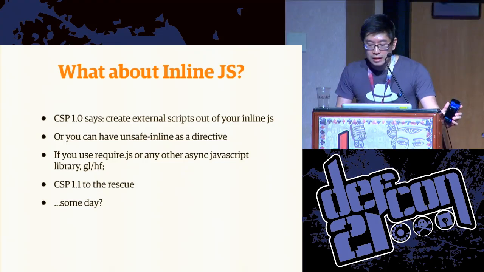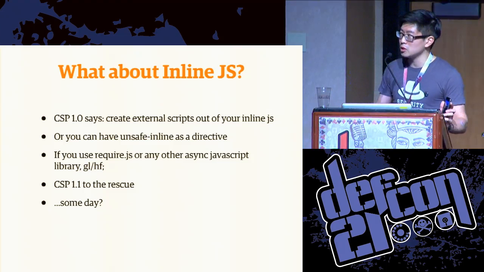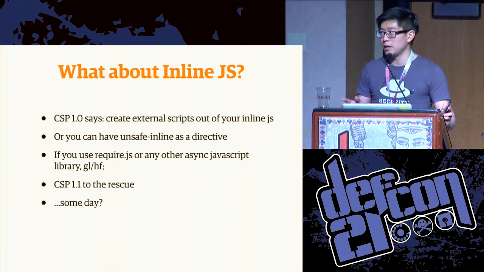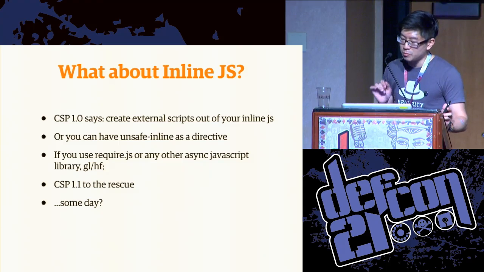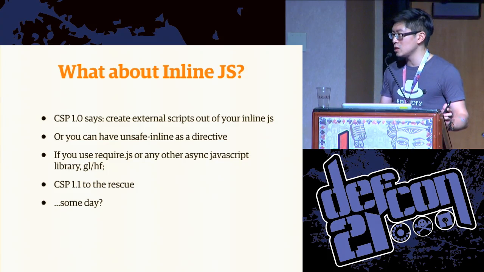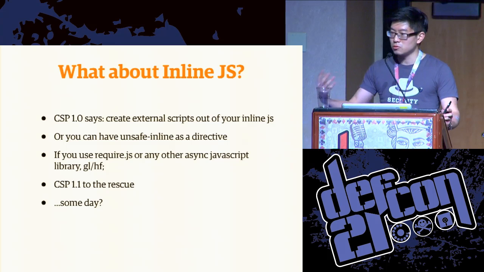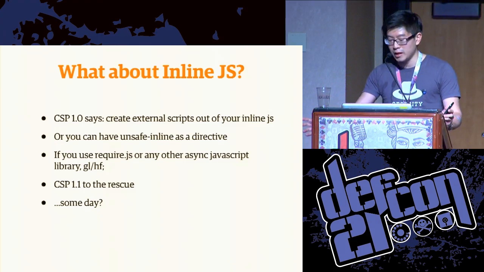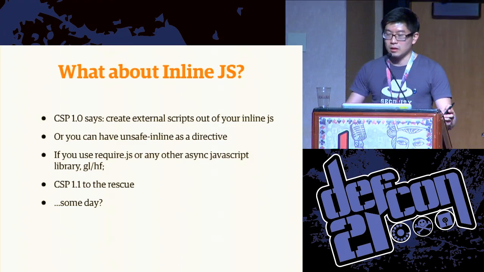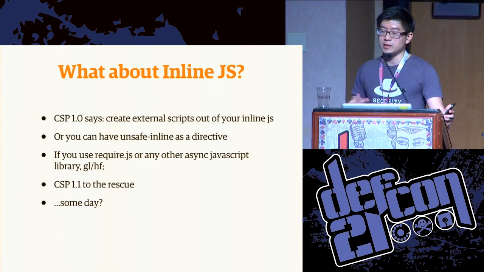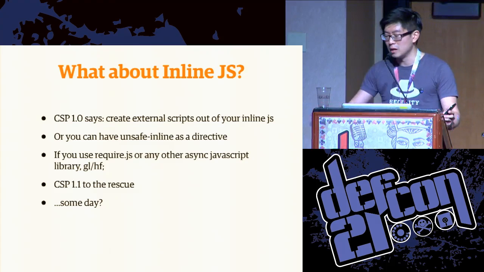So let's talk a little bit more in detail about the inline JavaScript bit that I alluded to earlier. As I mentioned, content security policy 1.0 disallows by default the use of inline JavaScript on a page. This is actually, as it turns out, kind of a big deal. The way that is recommended to deal with inline JavaScript is to create external scripts out of all your inline JavaScript. This has a number of implications. The biggest one being that you're essentially turning all these inline bits of JavaScript into synchronous calls that the browser has to retrieve the JavaScript from.